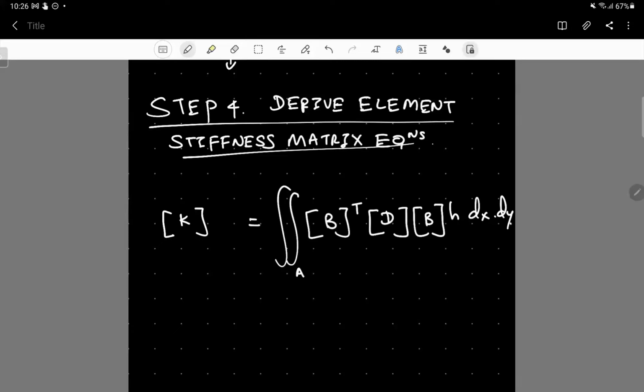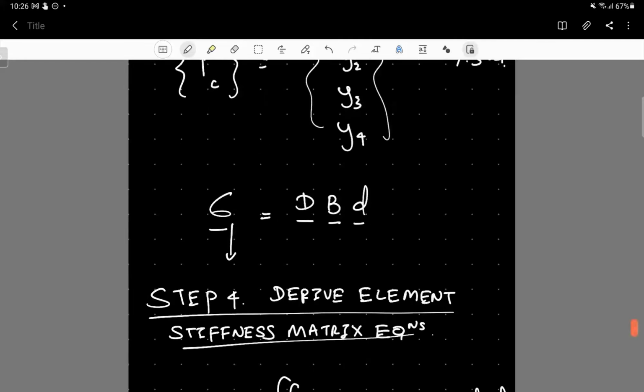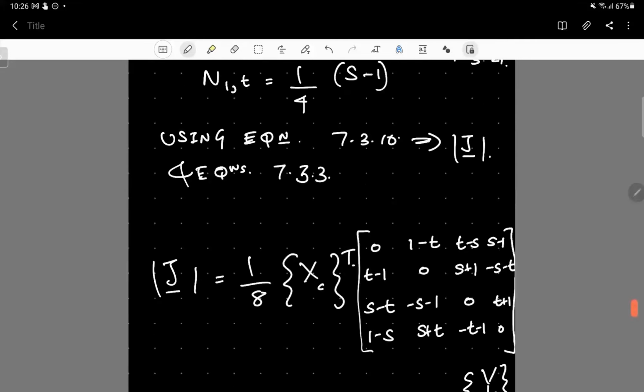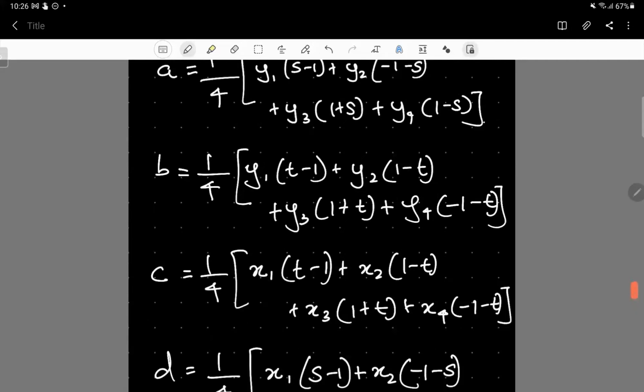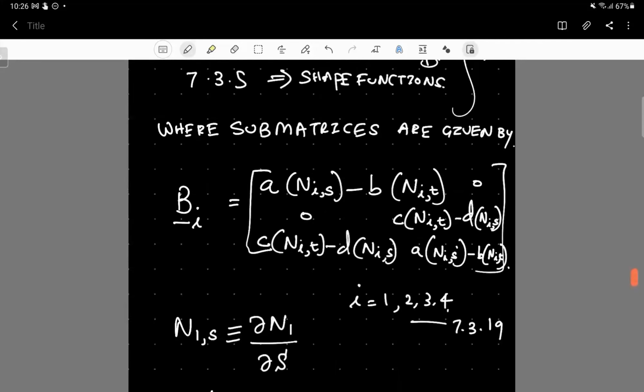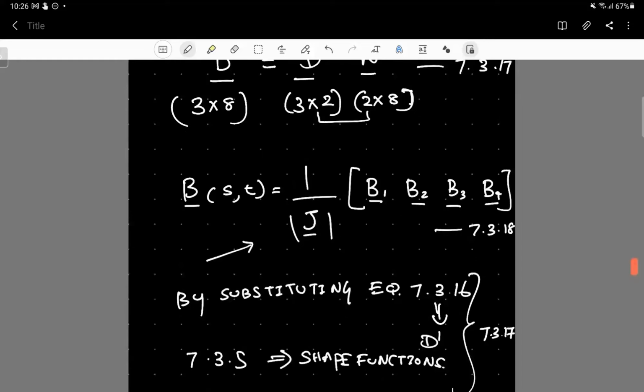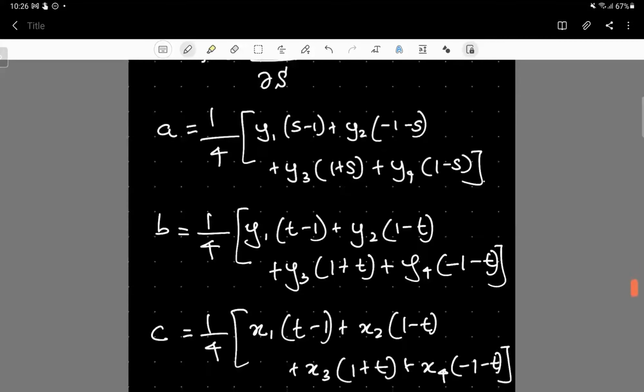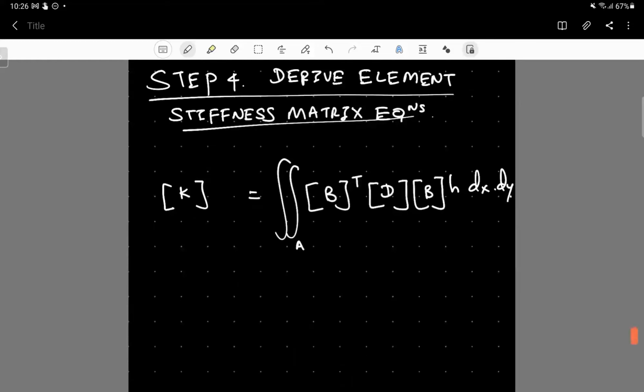So in order to perform the integration, we clearly saw that B is a function of S and T. This is what we obtained. The B matrix is a function of S and T. Since B is a function of S and T, we must now perform the integration with respect to S and T.